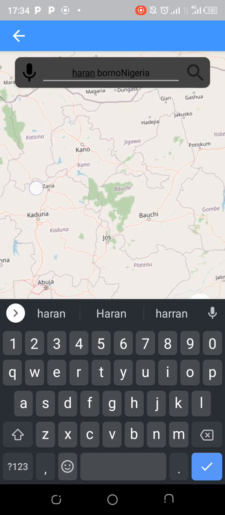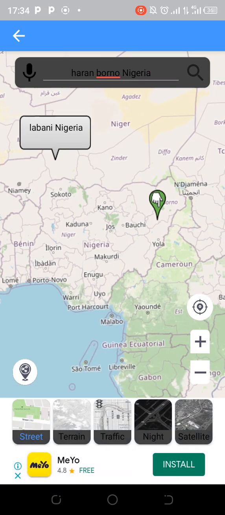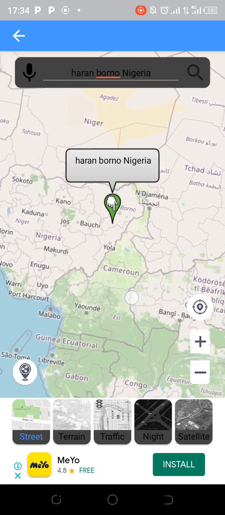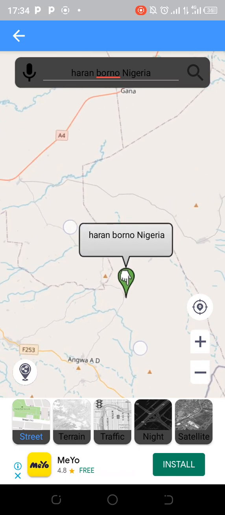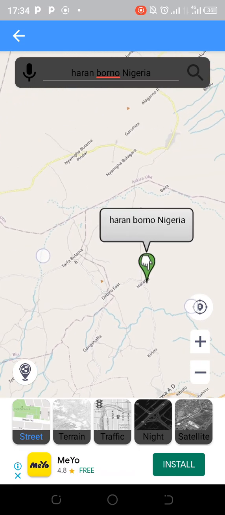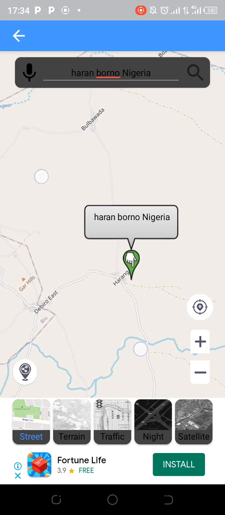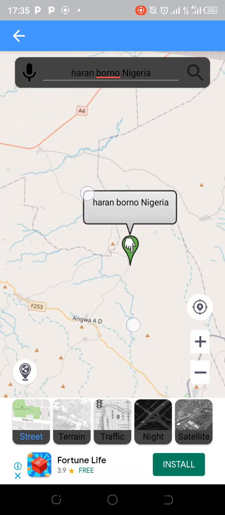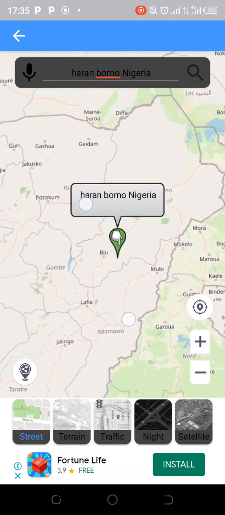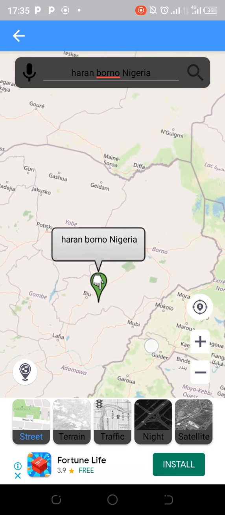This is Haran, Borno State. This is Haran. Let's go deep in it. Let's see what it will show us. Harang. You see, the spelling has a G at the end. Harang. When you look at the old map, you will see that this location, Haran here, is in the same location here. This is Borno up here. And this is Haran down there.